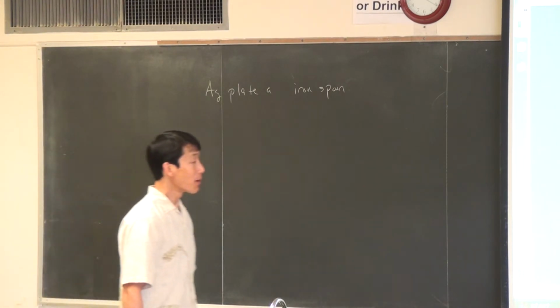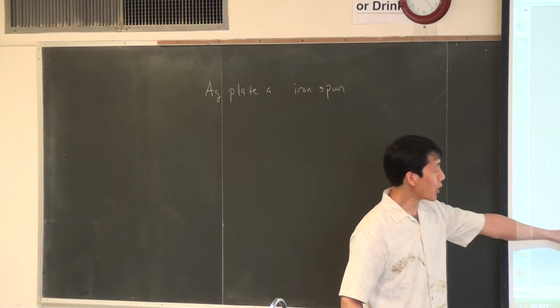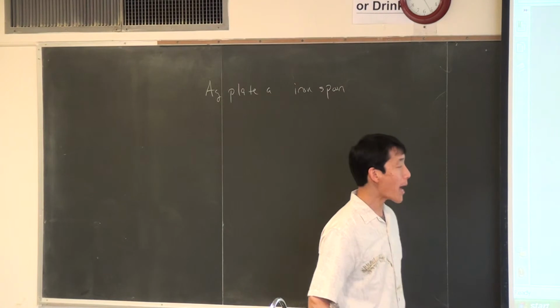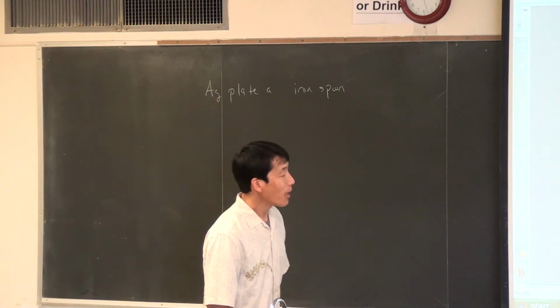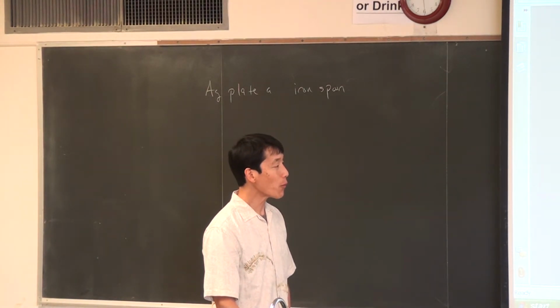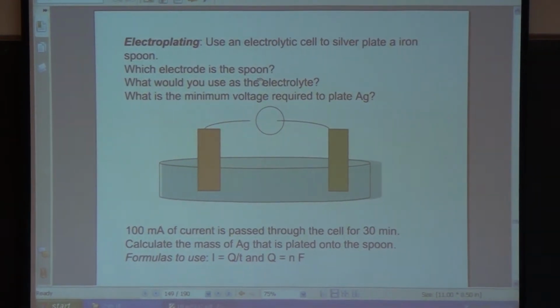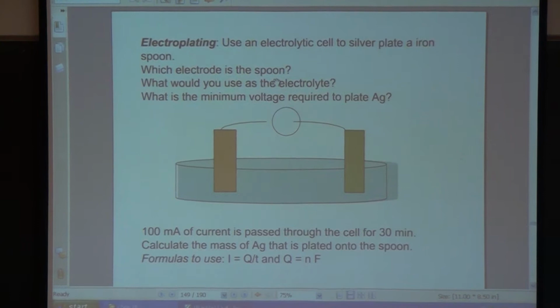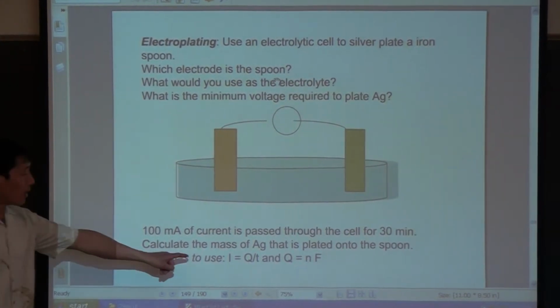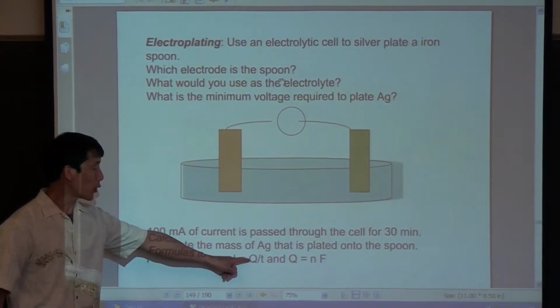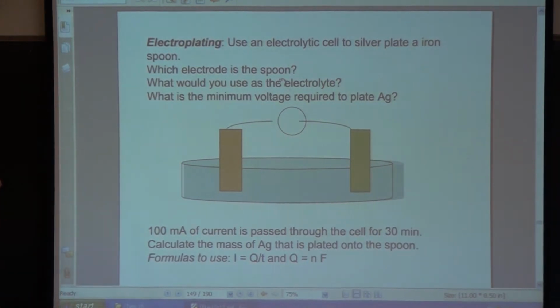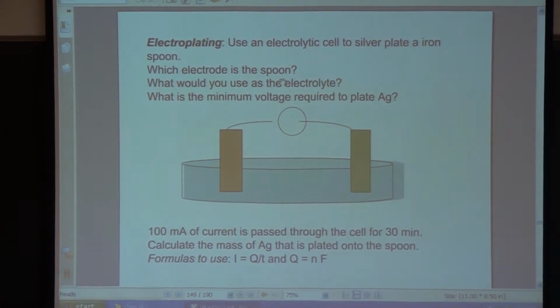Okay. Let's do this one. We haven't done this one yet. 100 milliamps of current is passed through the cell for 30 minutes. Calculate the mass of silver that's plated onto the spoon. And here's two formulas you can use. I, which is current, is equal to Q divided by t. And then Q, which is charge, is equal to n times F. So let me write these equations now.